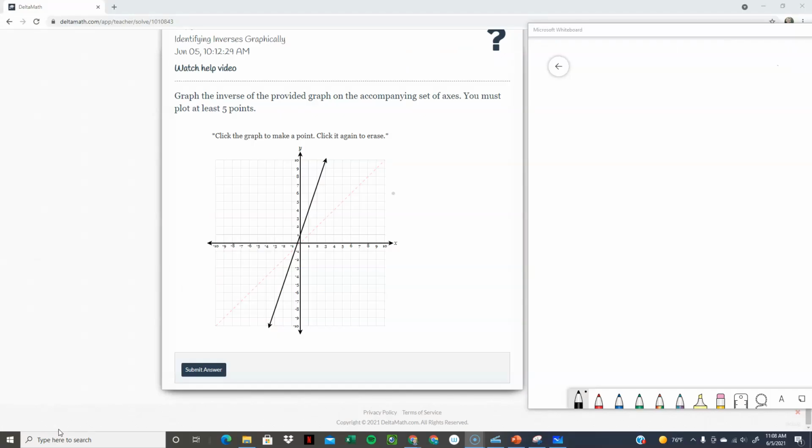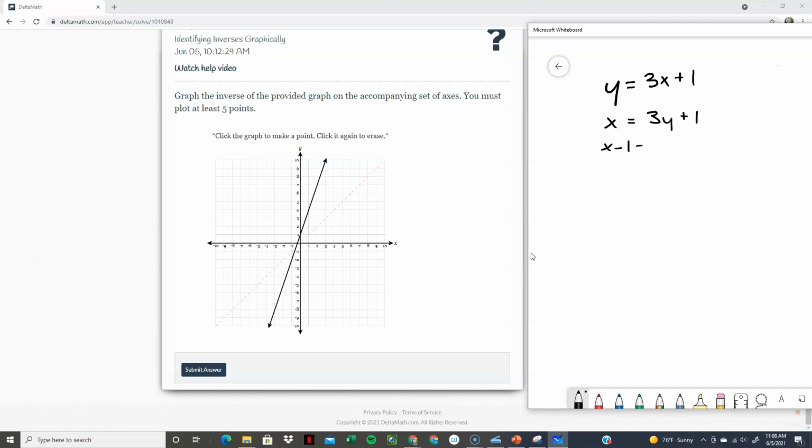So we have one more type that I want to look at. Last example, graph the inverse of the provided graph on the accompanying axis. You must plot at least 5 points. So we're given this graph, this solid line, and we want to graph the inverse. So first thing we got to do is come up with the equation for this. So that's going to be y equals, and then our slope is 1, 2, 3. Right, rise 3, run 1, and our y-intercept is 1. So that is our equation. Now we just want to come up with the inverse.